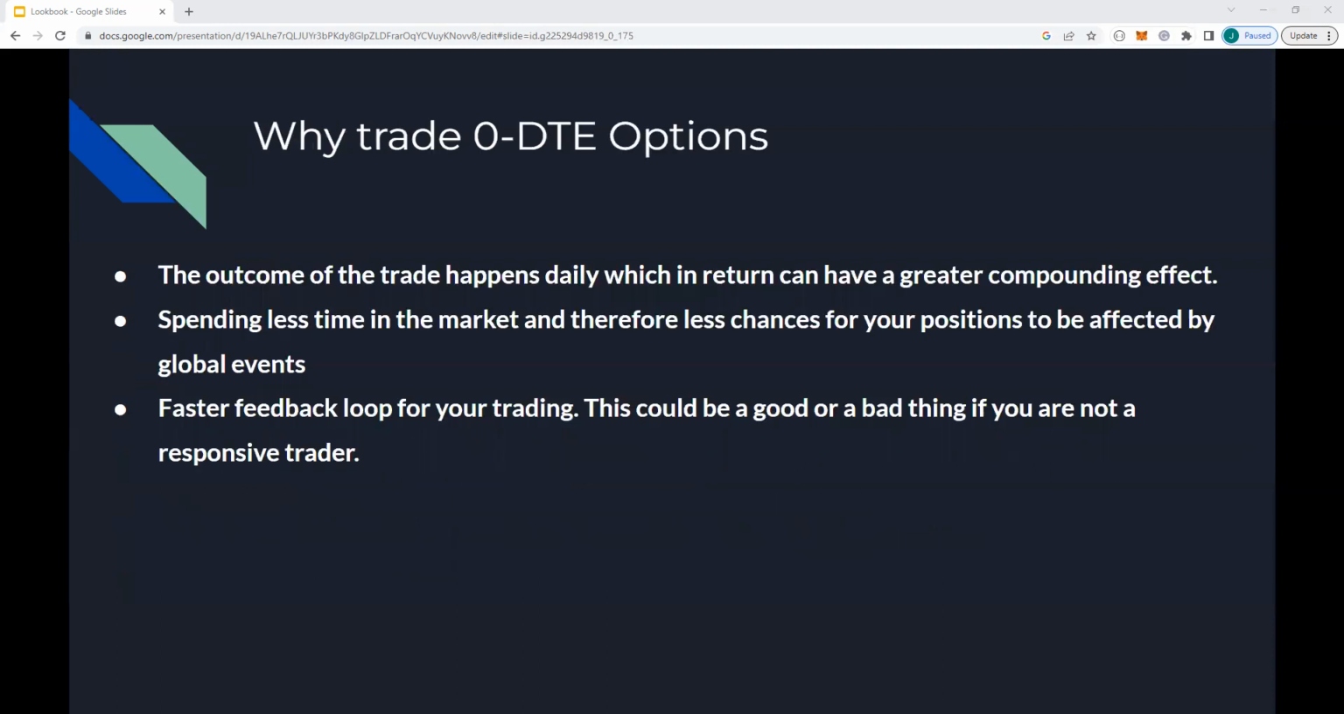So why trade zero DTE? The outcome of the trade happens daily, so the return has a greater compounding effect. And this is true, right?